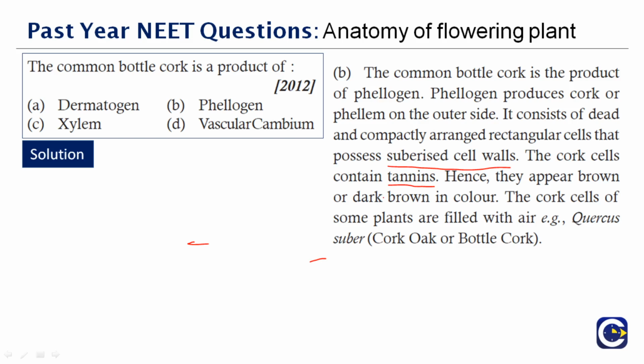The cork cells in some plants are filled with air. Examples: cork oak, bottle cork. So that's the other name of the cork. Okay, cork oak, or it is also called bottle cork. Okay, so the common bottle cork that we see in products and other manufacturers use is from phellogen. The correct answer is option B.